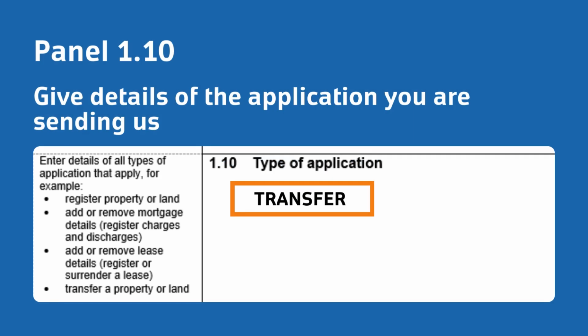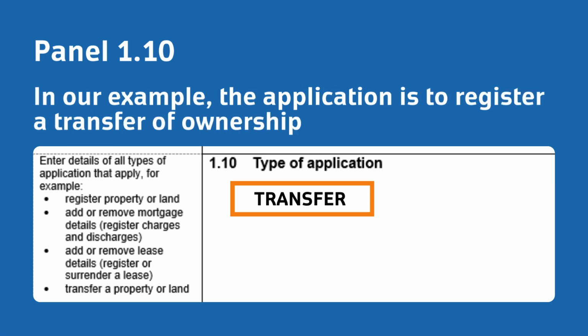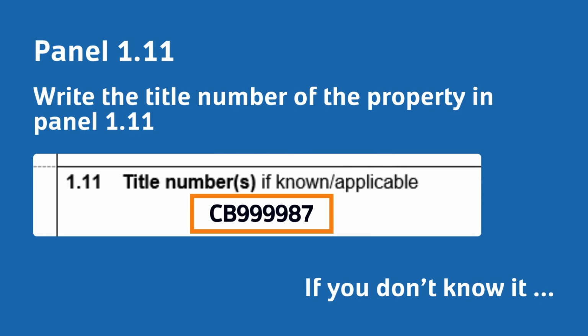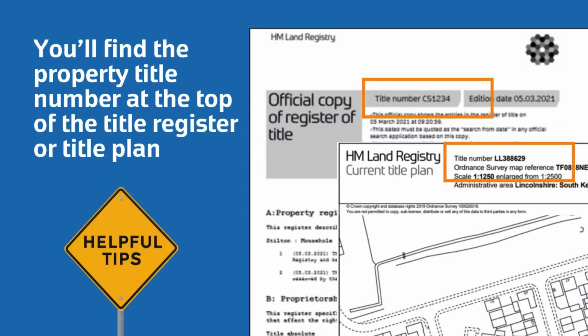Complete panel 1.10 with details of the application to be submitted to HM Land Registry. In our example, the application is to register a transfer of ownership, and this has been entered in panel 1.10. If you know it, insert the title number of the property in panel 1.11. When we register property, we give it a unique Land Registry reference number. You'll find this at the top of the first page of the title register and also on the title plan. Together, we call these the title deeds.